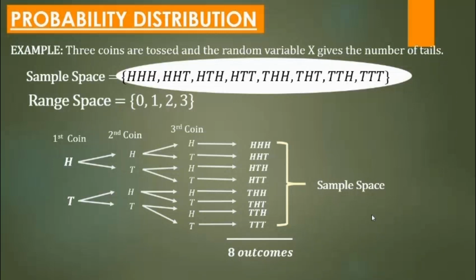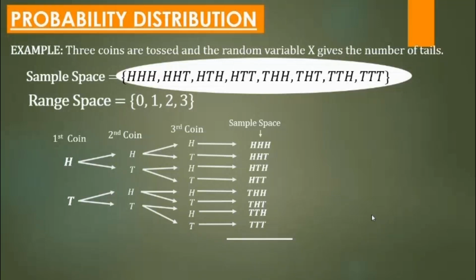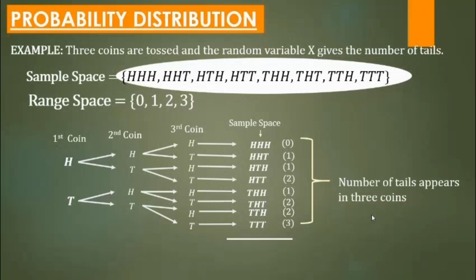In terms of range space, since the given is asking for the random variable x, which gives the number of tails, all you have to do is to count the occurrence of tails in all outcomes. So there will be 0, 1, 1, 2, 1, 2, 2, and 3. Since in terms of range space we are referring to the interval, once a number is repeated, all you have to do is to write it once, and you should write it in ascending order. So therefore, our range space will become 0, 1, 2, and 3.